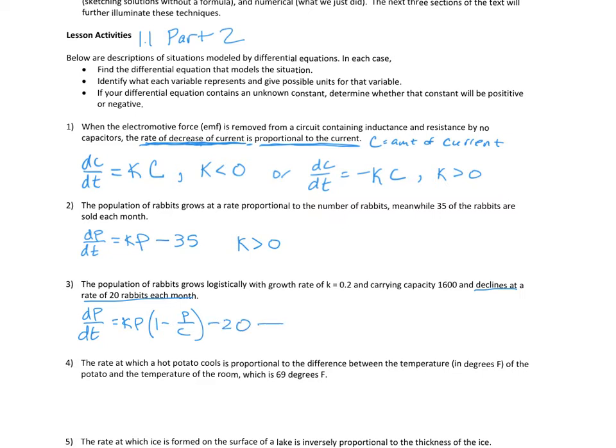Now I'm just going to plug stuff in. So dP/dt equals, the growth rate of k is 0.2, so I'm going to put a 0.2 in for k, times 1 minus P over the carrying capacity, which is 1600, minus 20.